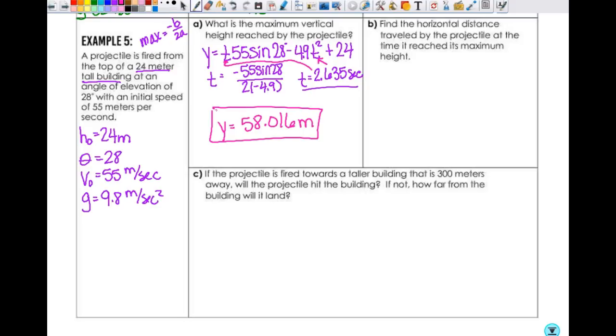So I need my x equation now. X is equal to t times 55 times the cosine of 28. So here I need to use t, not y. Maybe I don't need that one. We'll see here in just a second. So I type all that in, pause if you need to make that happen, and you should get x is equal to 76.757 meters.